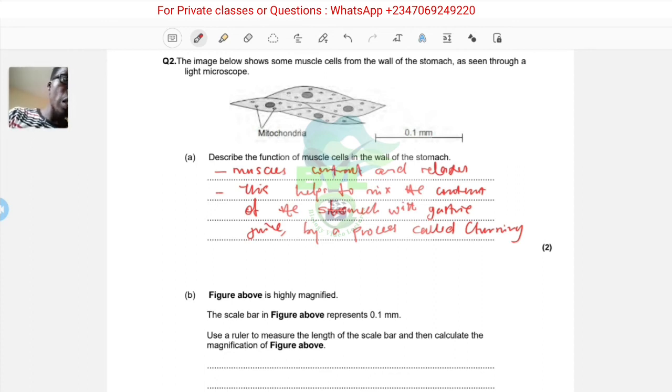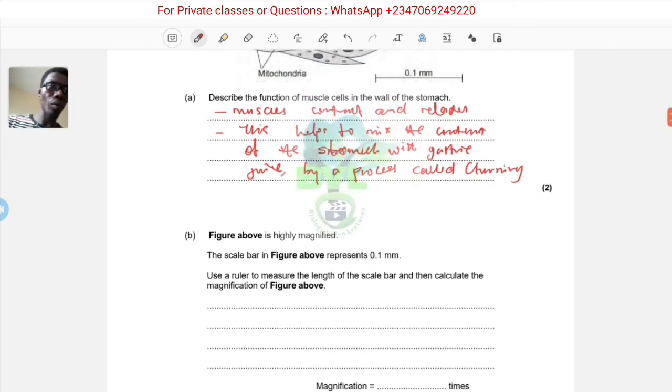So what I measured on the screen from here to here with my ruler is 2.9 centimeters. Now, excuse me. So let's work things out. So the magnification is image size over actual size.